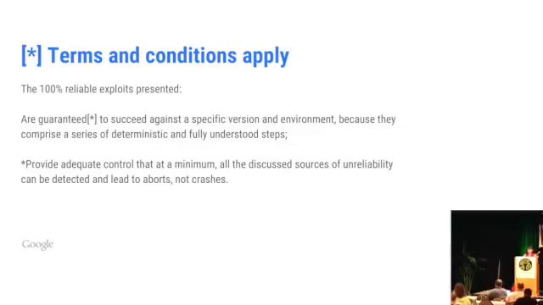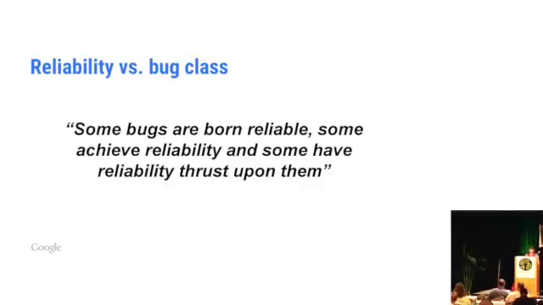So the next thing we wanted to do was to look for some bugs that we thought could be exploited reliably. And I came across this quote. Shakespeare generally had a limited amount to say on exploit reliability, but there's this: "Some bugs are born reliable, some achieve reliability, and some have reliability thrust upon them." And we found that this was generally really true.